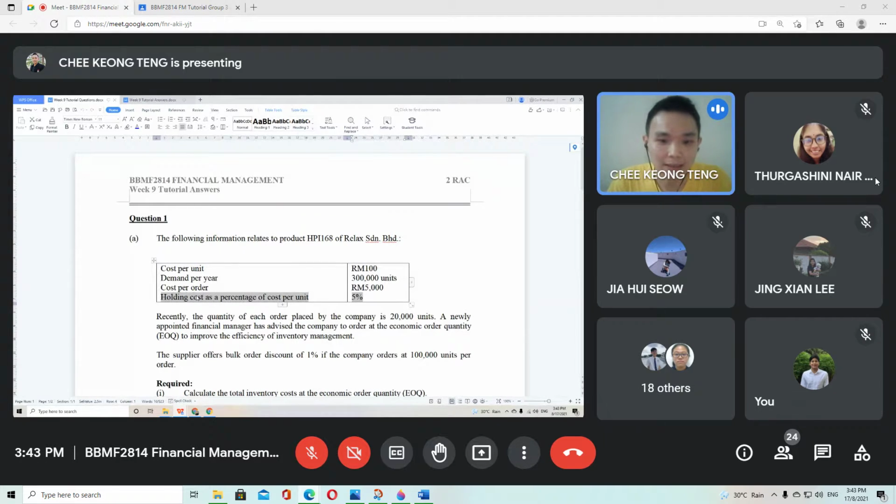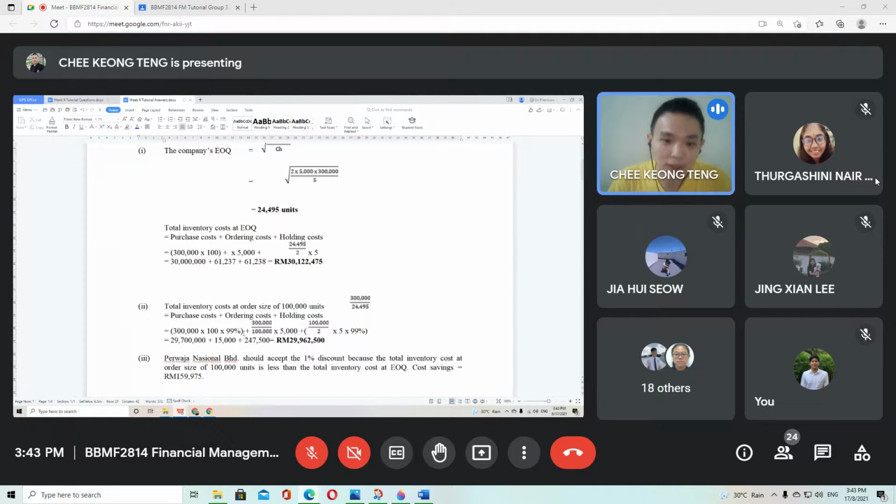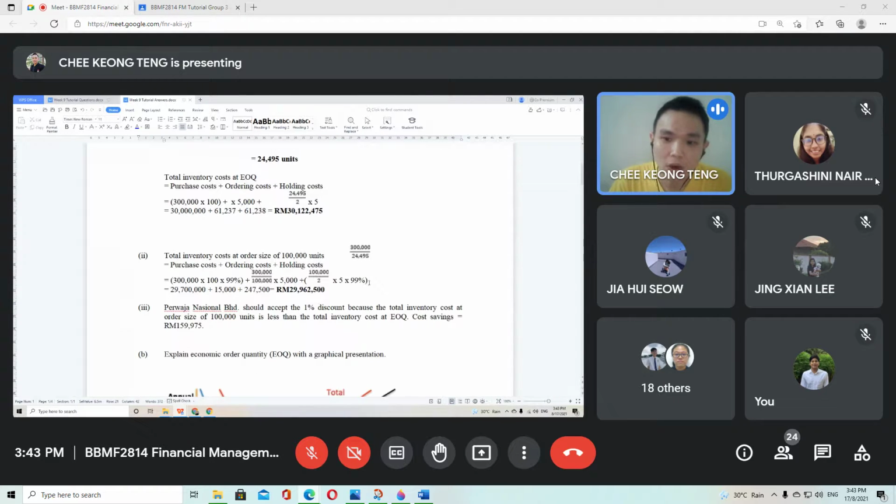Holding cost is as a percentage of cost per unit, 5%. So here saying your holding cost is 5% from your purchase cost. So when your purchase cost is cheaper right now, your holding cost also will be cheaper. So in this case, if you refer to the former answer in the future for revision, remember this one. Why this one also need to times 99% for the holding cost is because in this question, your holding cost is based on the purchase cost. So when the purchase cost cheaper, your holding cost also cheaper.